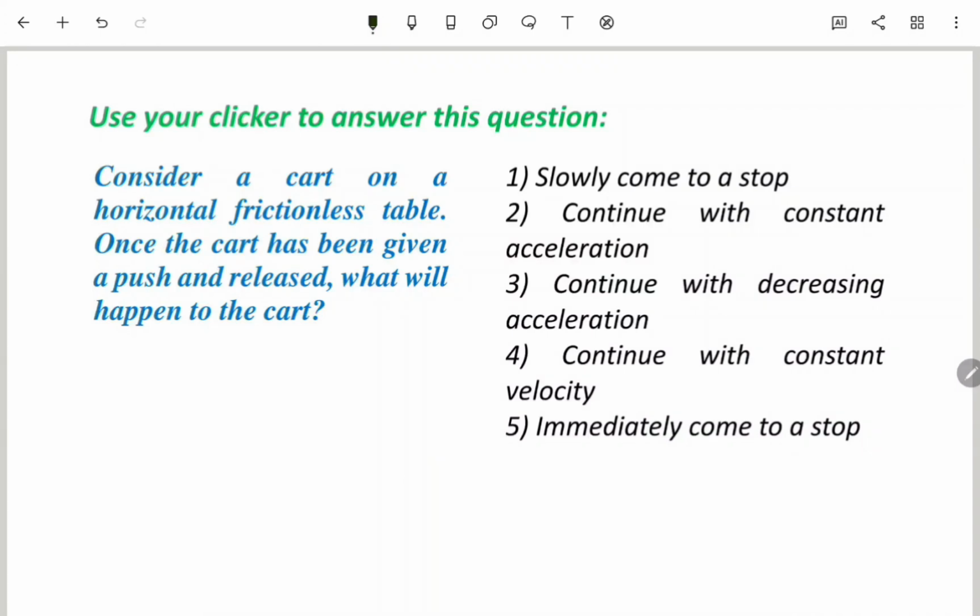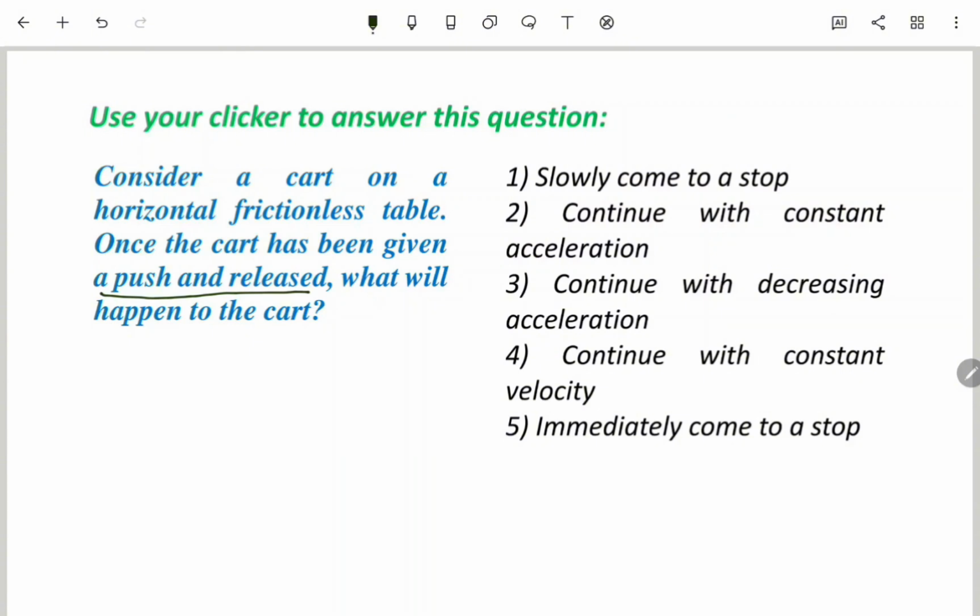Now I want you to use your clicker and answer the following question, but this time you can discuss the answer choices with your classmates who are sitting next to you. So we have here a situation. Consider a cart on a horizontal frictionless table. Once the cart has been given a push and released, and this is very important here, it's given a push and released, so the effect is no longer affecting the cart. What will happen to the cart?